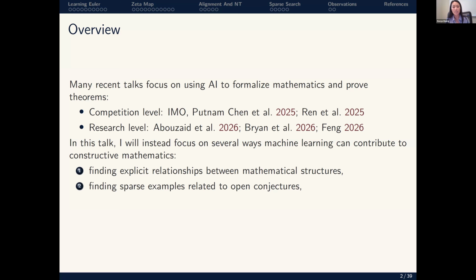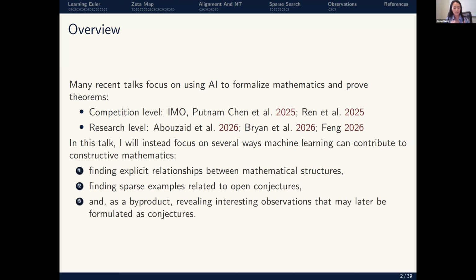And in the parallel direction, we can also use machine learning to find sparse examples or counterexamples related to open conjectures. And along these two parallel directions, maybe as a byproduct, sometimes we might have interesting observations that could possibly be formulated as conjectures.